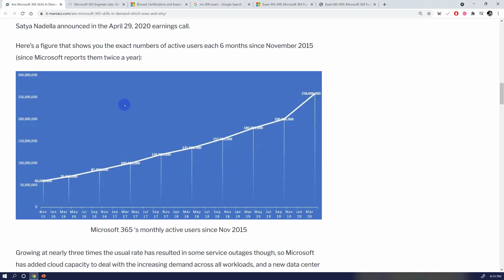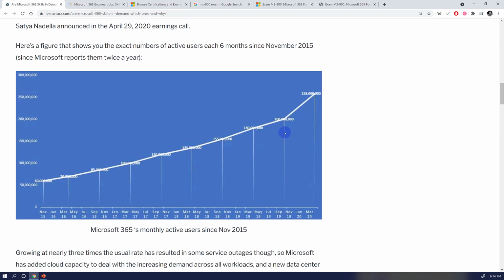Now, if we look at the growth story of Microsoft 365 since the time it launched in November 2015, we can see that it has consistent growth. In November 2015, it had almost around 60 million active users, and around April 2020, we can see that it has almost 260 million users.